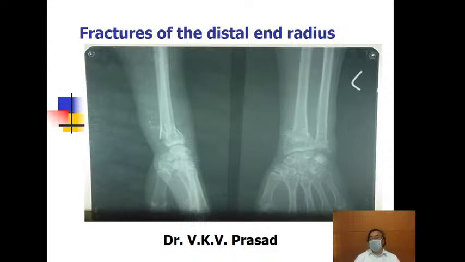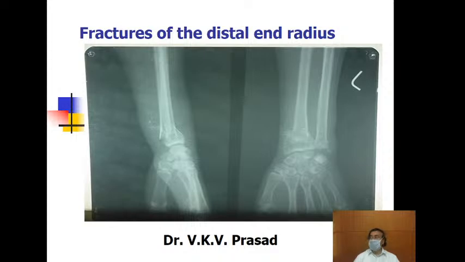Important joint in the body, the wrist joint. Fractures around it. The wrist joint is very important in that any problem with the wrist, everybody notices. If there is a wrist fracture which was not managed properly, then the patient will have pain, swelling, deformity, and everybody can notice it and comment on it.